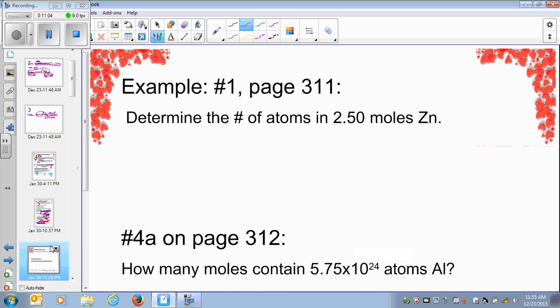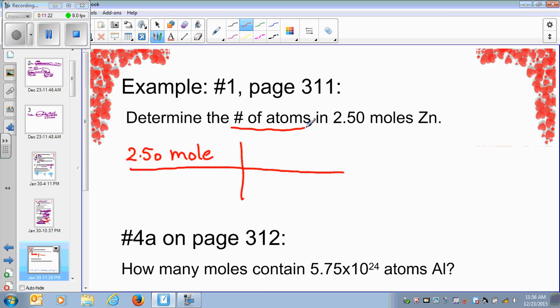Next, let's do another example. Example page 311, so you go to the book on page 311. I have 2.50 moles of zinc. So I write whatever I am given in the question, 2.50 moles. It's asking you to calculate the number of atoms.